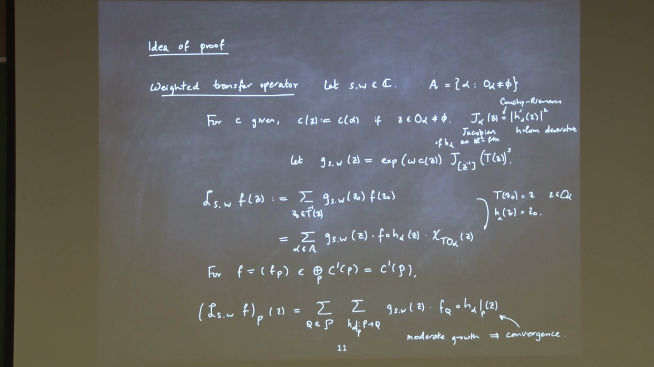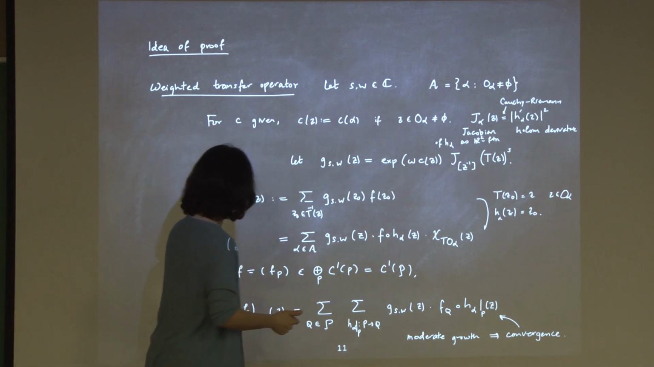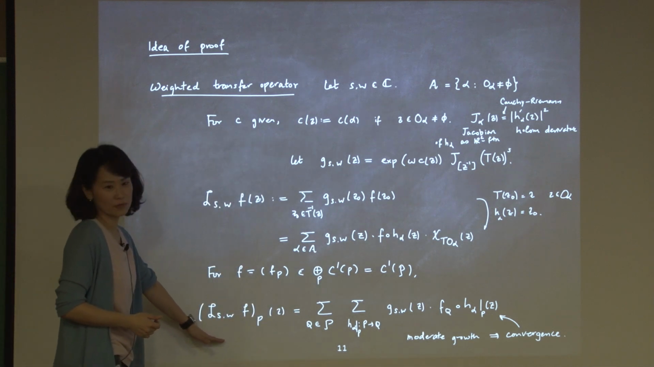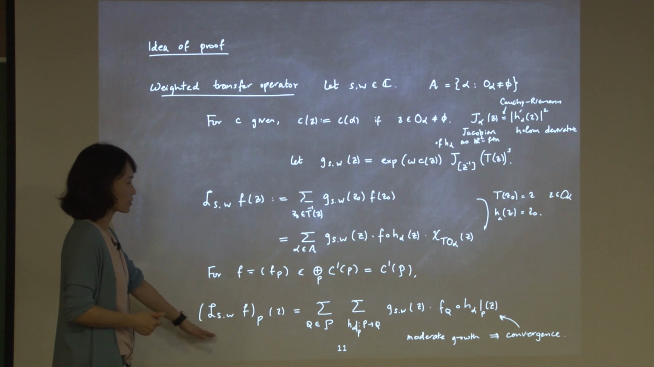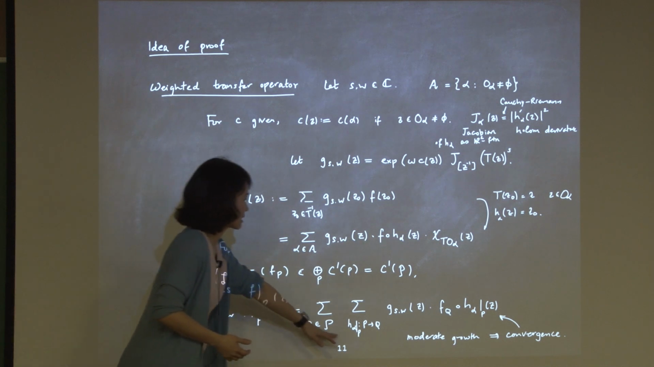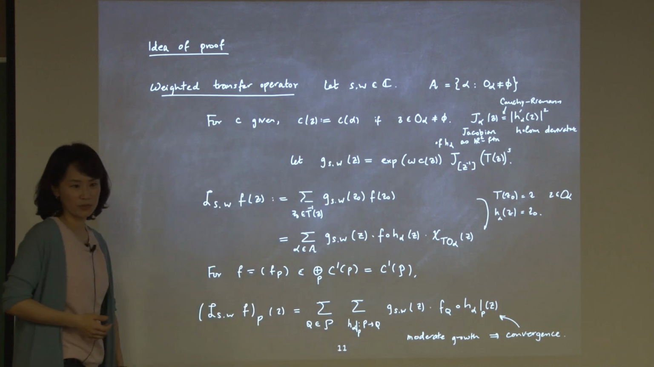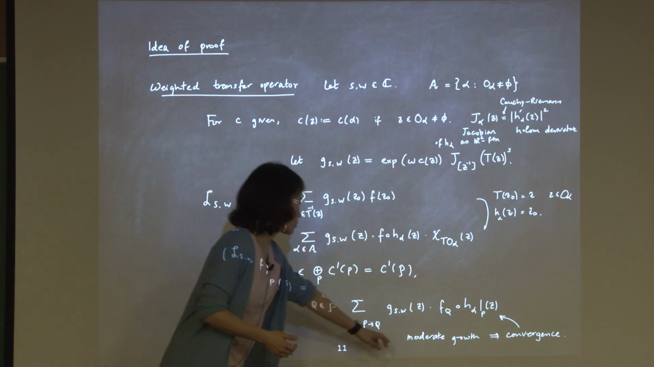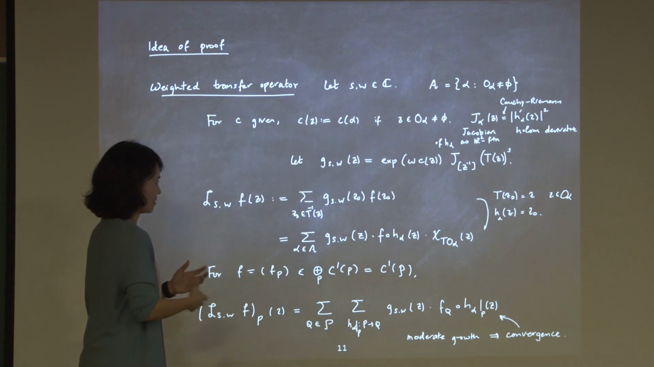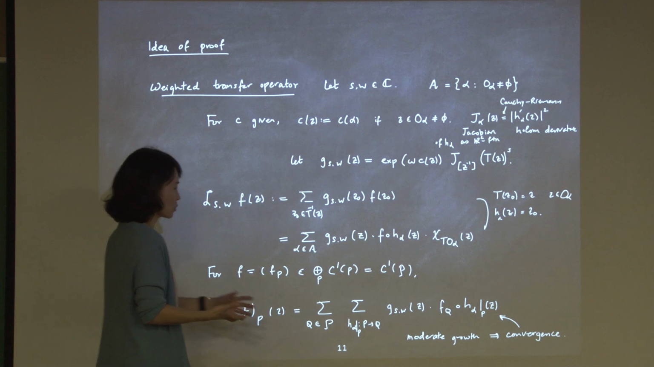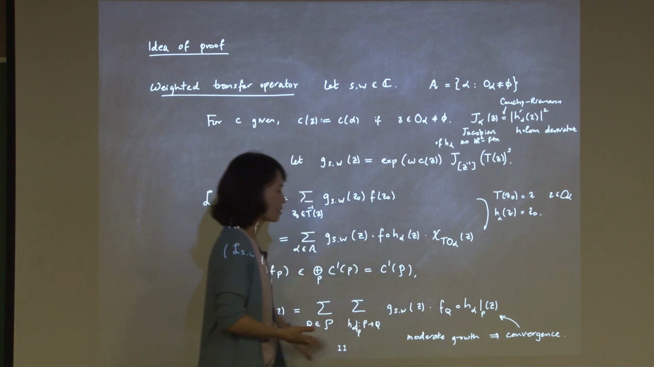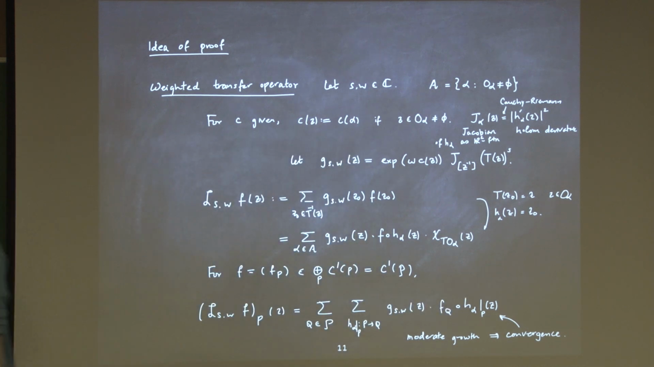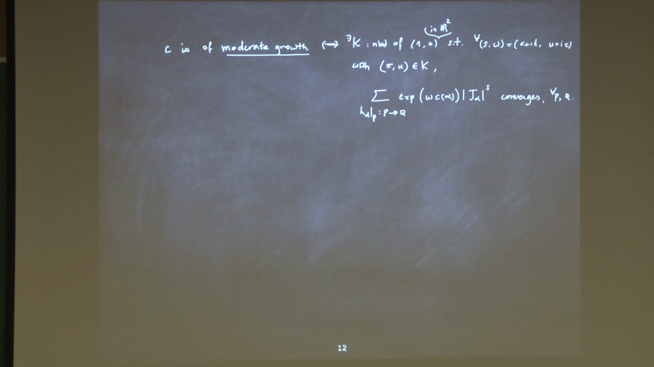And so we had this question of moderate growth. So we want this function to be convergent, we want this function to make sense, so we want this summation here to be convergent. So moderate growth would be the weakest definition, so that this formula makes sense, so that it is convergent. As long as it makes sense, then, yes.